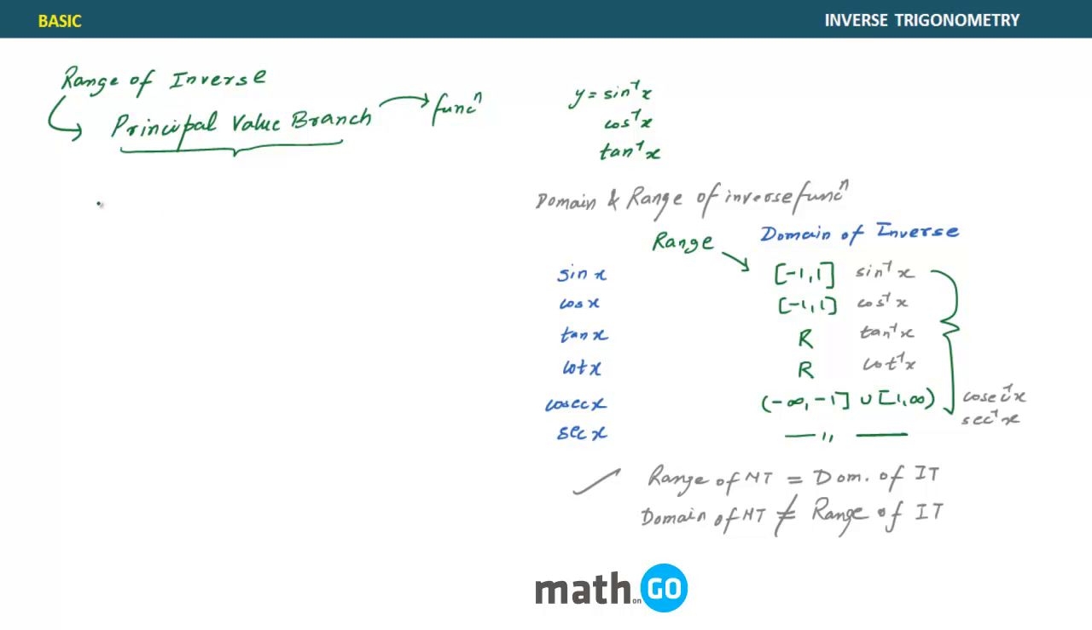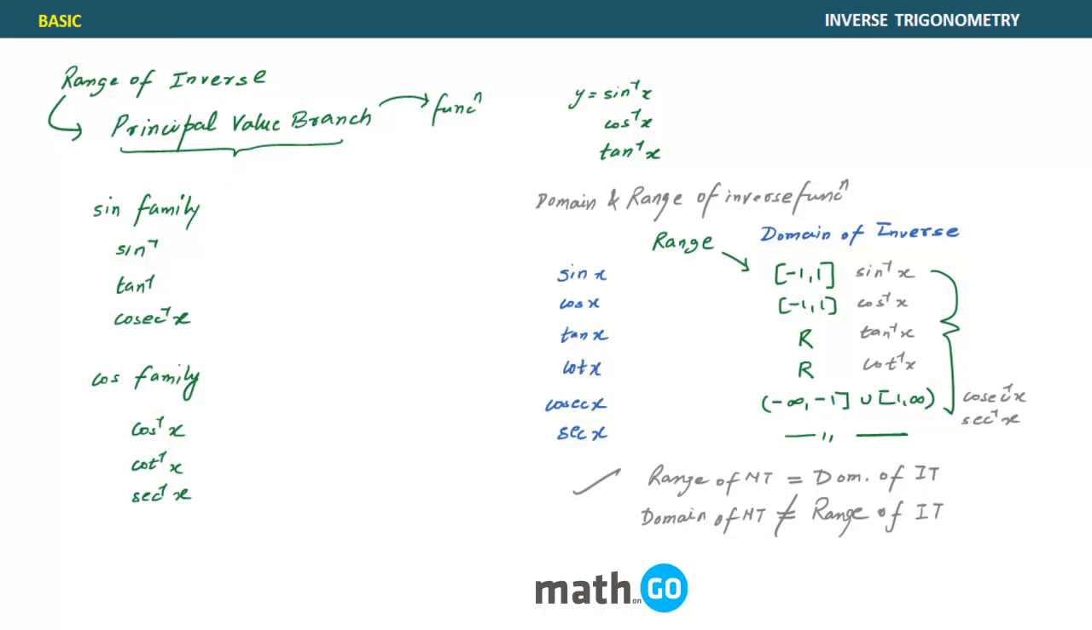Now I'll tell you. Divide this into two families. I will call one the sine family and the other the cos family. What are the members of your sine family? Members of the sine family are sine inverse, tan inverse, and cosecant inverse. For the cos family, your members are cos inverse x, cot inverse, and secant inverse x.